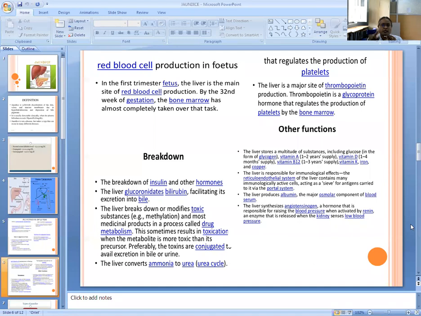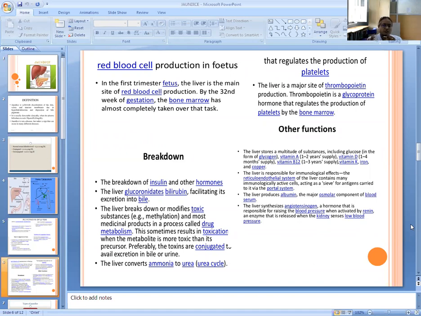Then it regulates the production of platelets. Liver is the major site of thrombopoietin production, and thrombopoietin is a glycoprotein hormone that regulates the production of platelets by the bone marrow. So it regulates the production of platelets.